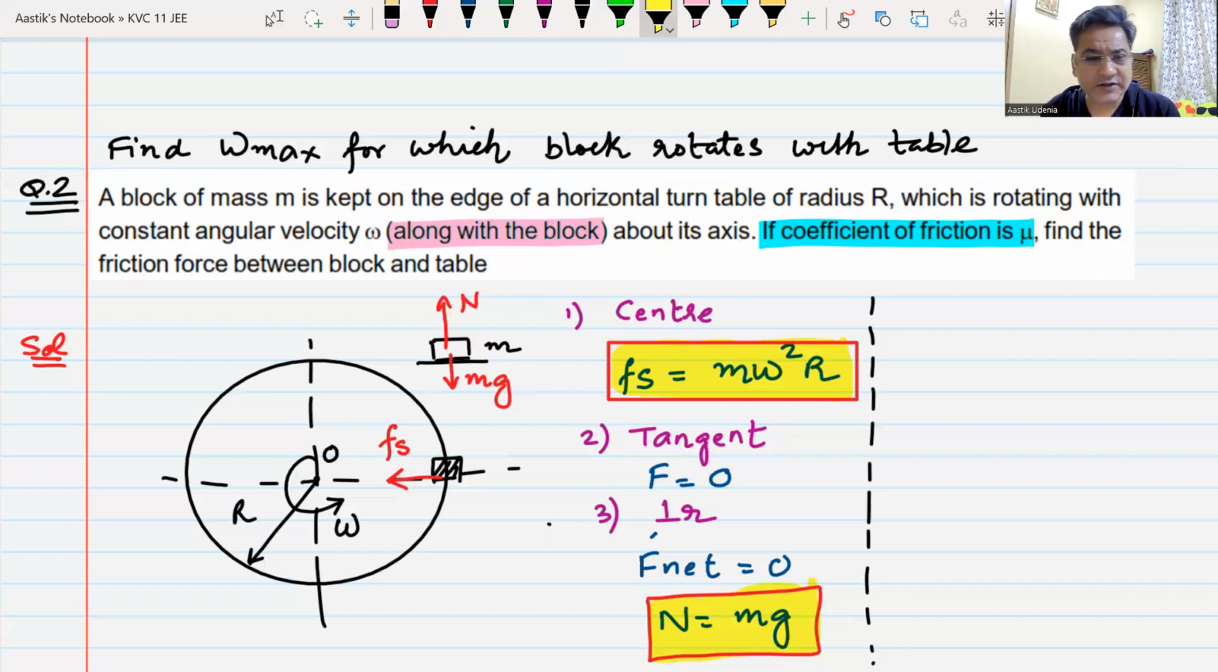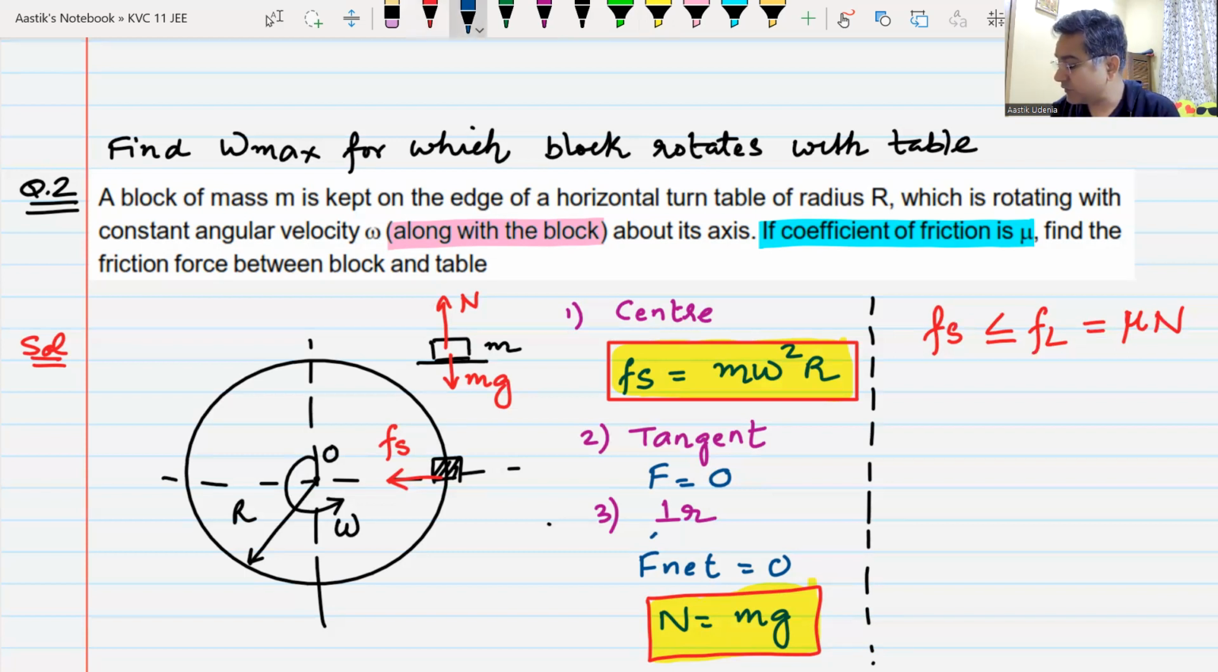How much is that limit? What is that known as? Please tell me, do you know it? Limiting friction. So the value of the static friction has to be less than or equal to limiting friction, and this limiting friction is always equal to mu multiplied by N, where mu is the coefficient of friction.